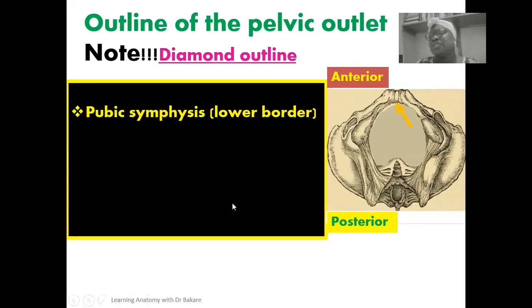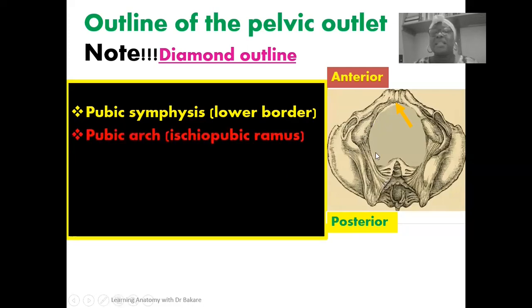So if you go more laterally, because this is the anterior view, and this is the posterior view, we are going to have the anterior lateral border of this diamond shape configuration. Because if it is a diamond shape, it means it will have the anterior lateral border and also the posterior lateral border.